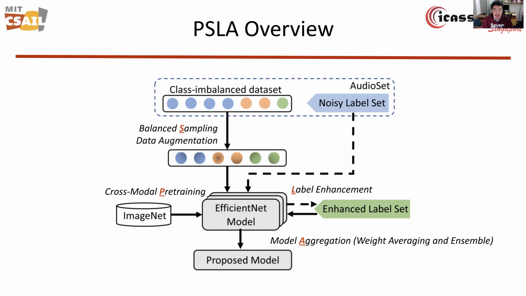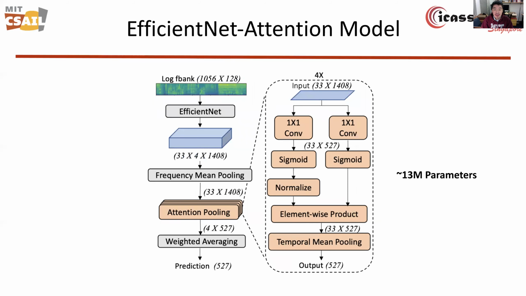As the name suggests, it includes four components. The first component is cross-model pre-training. The second component is balance sampling and data augmentation. The third component is label enhancement. And the fourth component is model aggregation. We test our PSLA model mainly on this model architecture. It's generally based on EfficientNet and an attention pooling module. It has around 30 million parameters, which is much smaller than the state-of-the-art model.